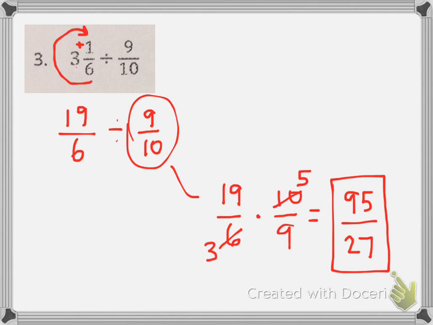Improper just means that the numerator is bigger than the denominator, and who cares? It's a good answer. In fact, it's an answer that I can do other things with. I can multiply, I can divide, I can add, subtract. A lot easier with this than with a mixed number.